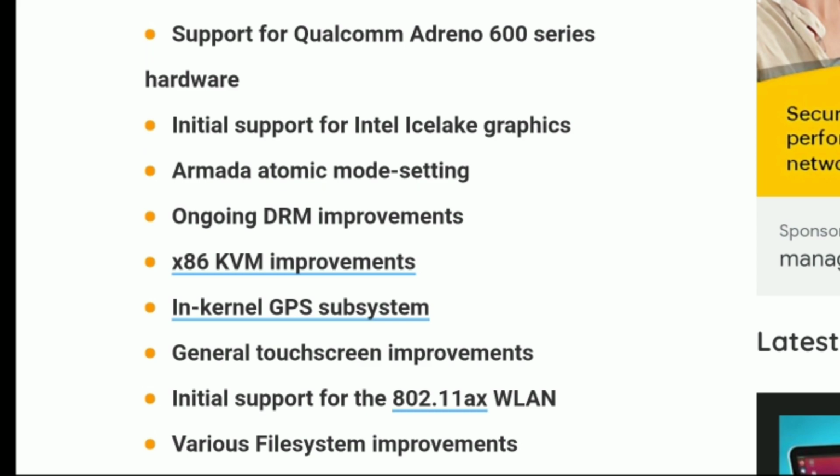With the release of Linux kernel 4.19, there is support for Qualcomm Adreno 600 series hardware. Also there is support for Intel Ice Lake graphics and Wi-Fi 6, which is much faster than its predecessor. Then there are improvements in ongoing DRM, x86 KVM, general touchscreen, and in various file systems, which means better stability and performance. With this release, there is also an in-kernel GPS subsystem. That is, GPS can be more accurate now.